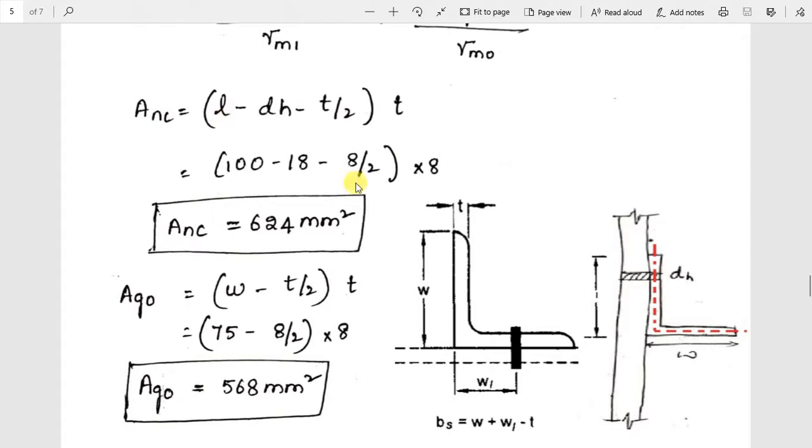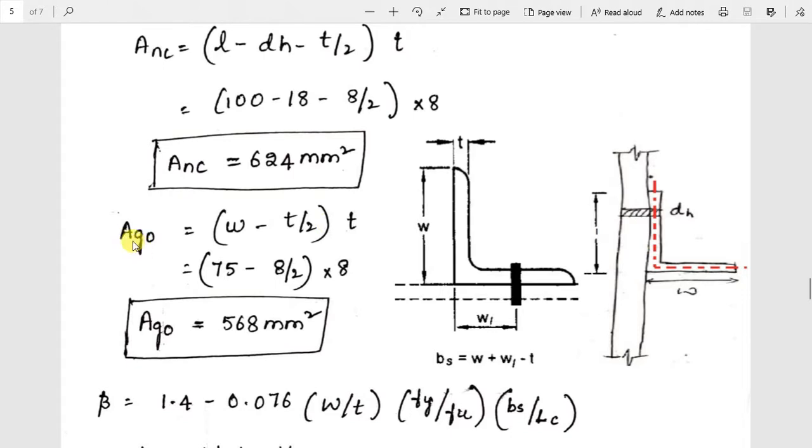So once again, L is the total length of the connected leg, minus from that you have to deduct the diameter of bolt hole, that is 18, and then you have to deduct half of the thickness of the angle leg, that is T by 2. So this term gives you the net length of the connected leg, into thickness will give you the net area. So L is 100, diameter of bolt hole is 18, T by 2 is nothing but 8 by 2, and the thickness of angle leg is 8. So ANC will be 624 mm square.